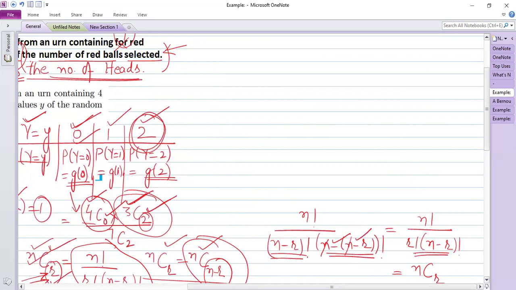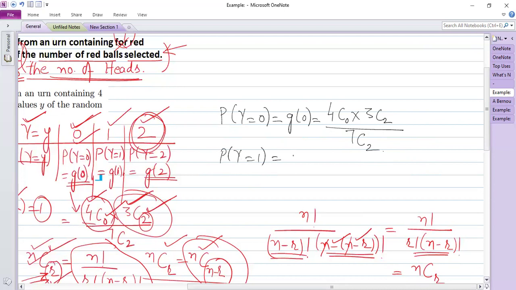So here, the probability that Y is 0, we denoted by g at 0. It was 4C0 into 3C2 divided by 7C2. Probability Y is 1 means the probability that there is one red ball among the two balls selected. So that is nothing but 4C1 into 3C1 divided by 7C2.